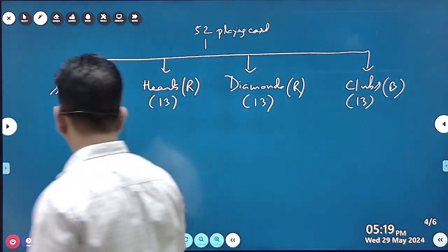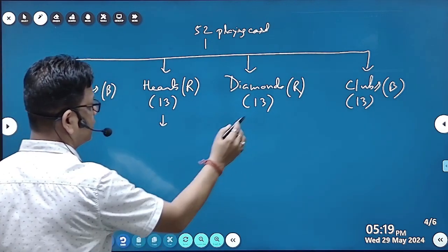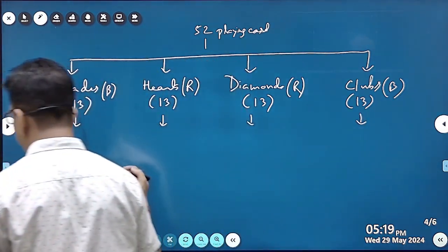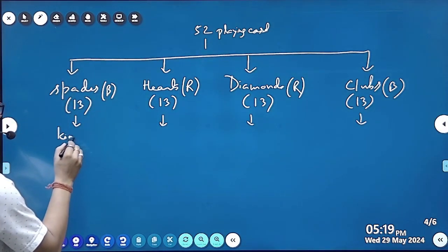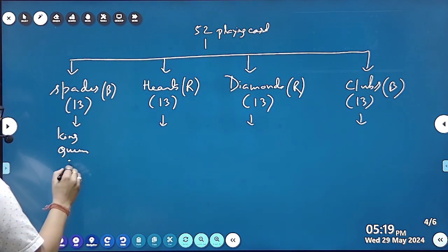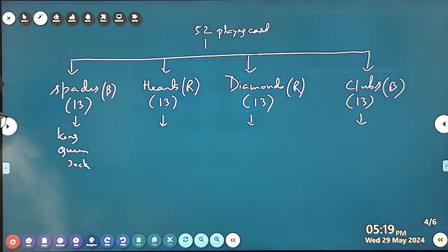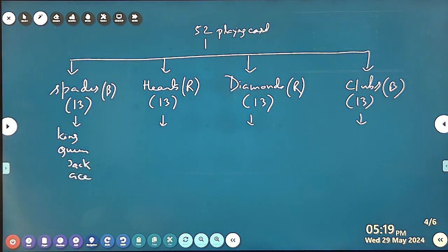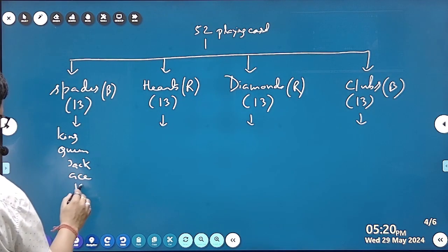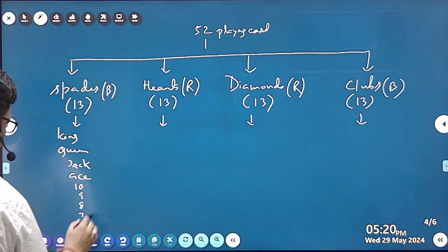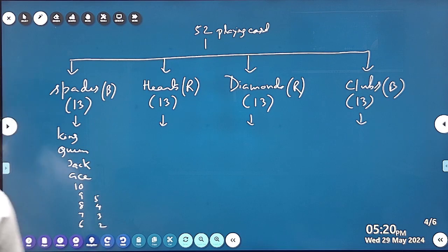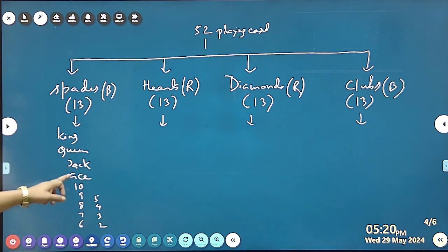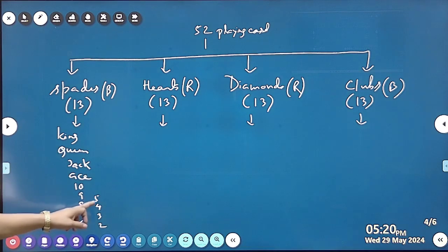Now these 13 cards have some special names, and these names are the same for all. This is king, queen, jack. We also say joker. Okay, king, queen, jack. Then ace, A-C-E. So these are the names: king, queen, jack, ace, and then the numbers 10, 9, 8, 7, 6, 5, 4, 3, 2. There is no 1 card. So you count it, 13 or not? 1, 2, 3, 4, 5, 6, 7, 8, 9, 10, 11, 12, 13.